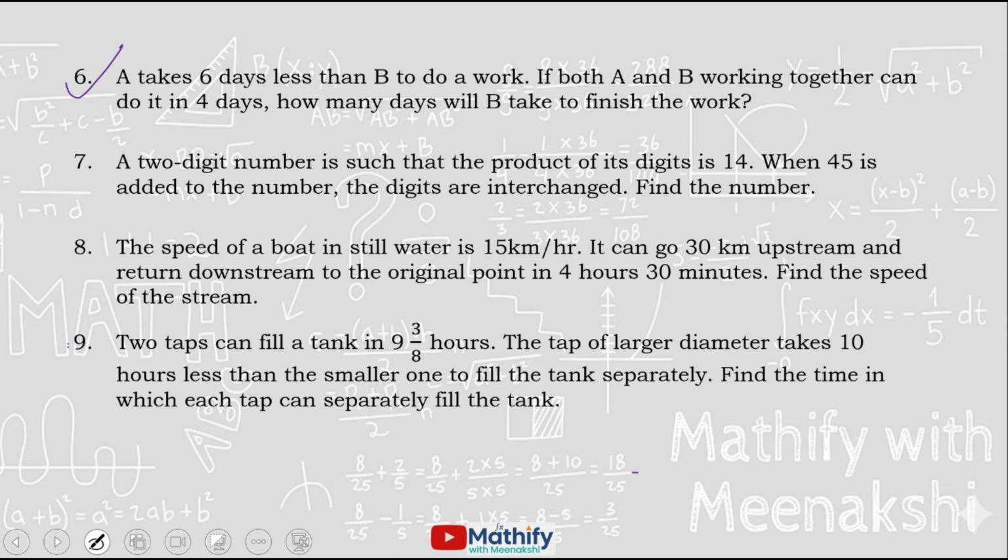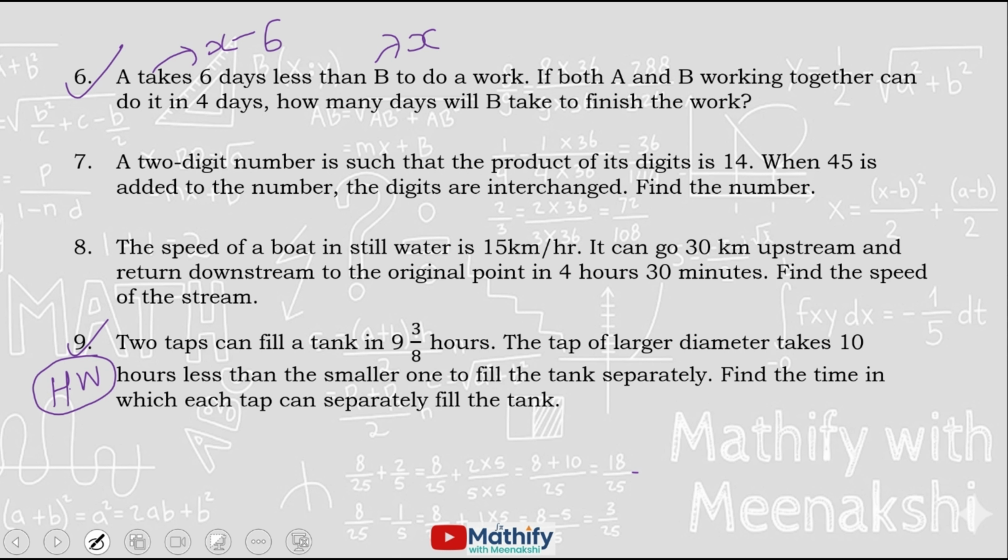Let's move to the sixth word problem. Now, I think you observed that the sixth and ninth are both based on work done. So I will do the sixth question for you, and the ninth you can try on your own. It's given A takes 6 days less than B to do a work. So let's take the number of days taken by B to complete a particular work be X, and the number of days taken by A to complete that work be X minus 6, as it's given that A takes 6 days less than B.